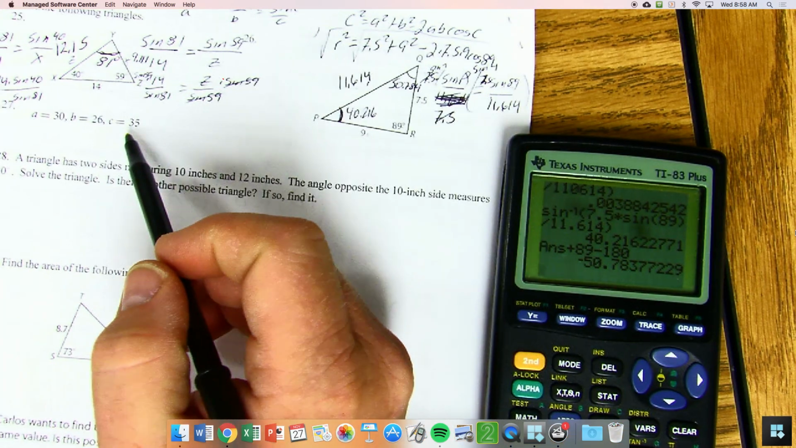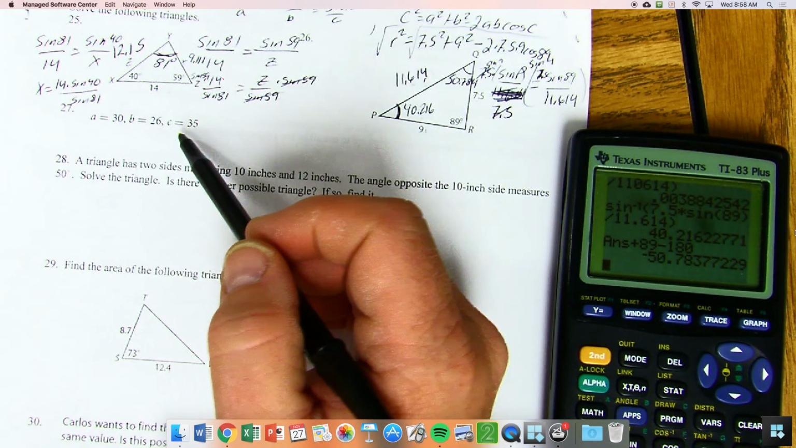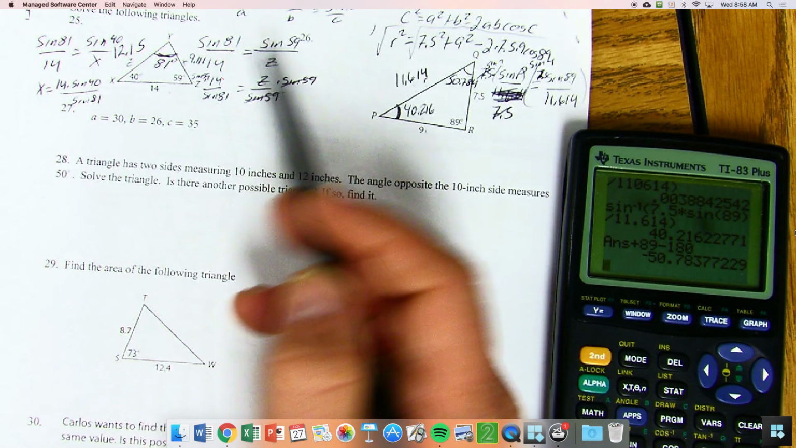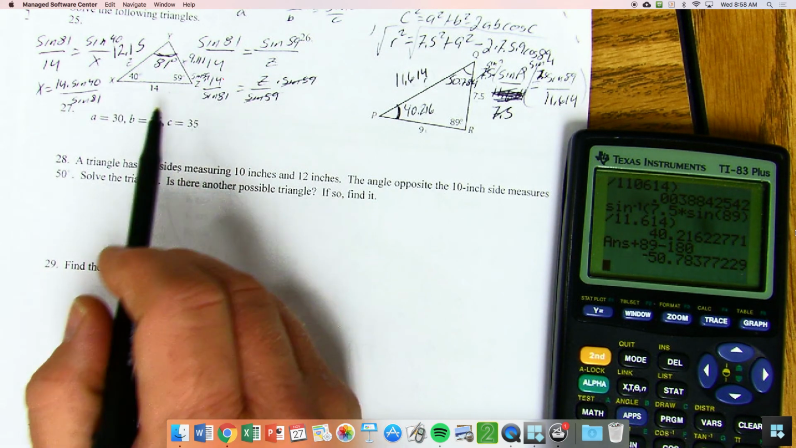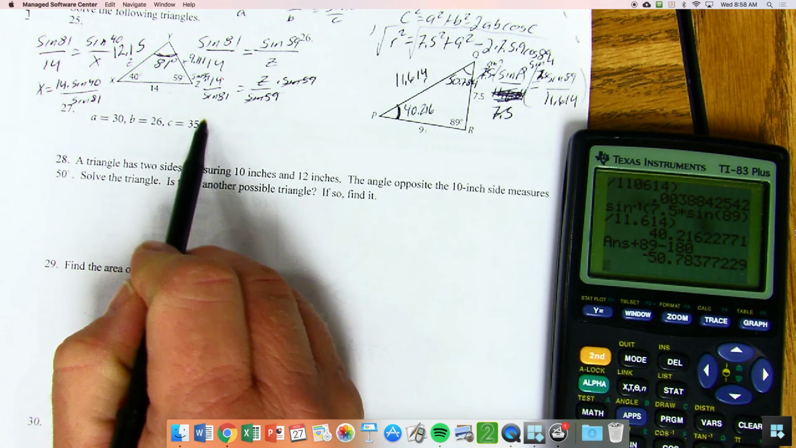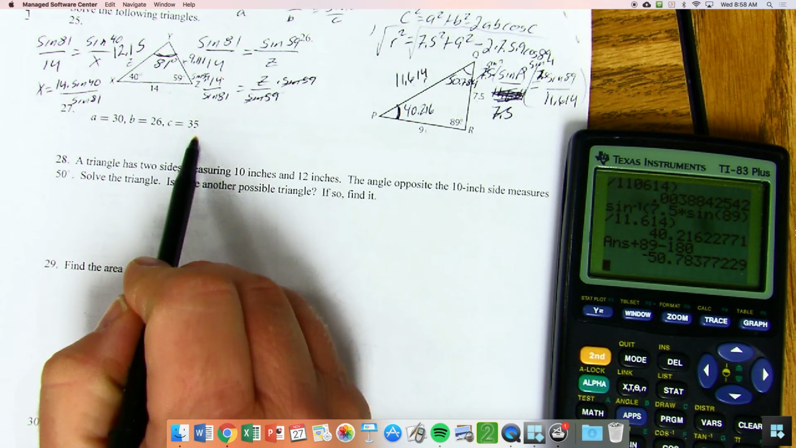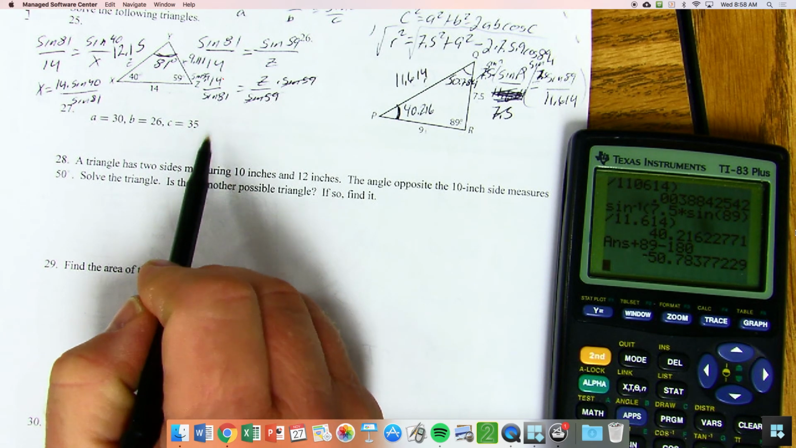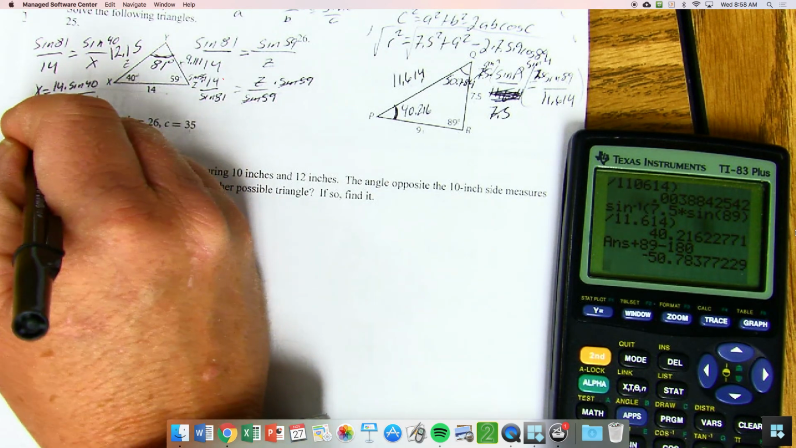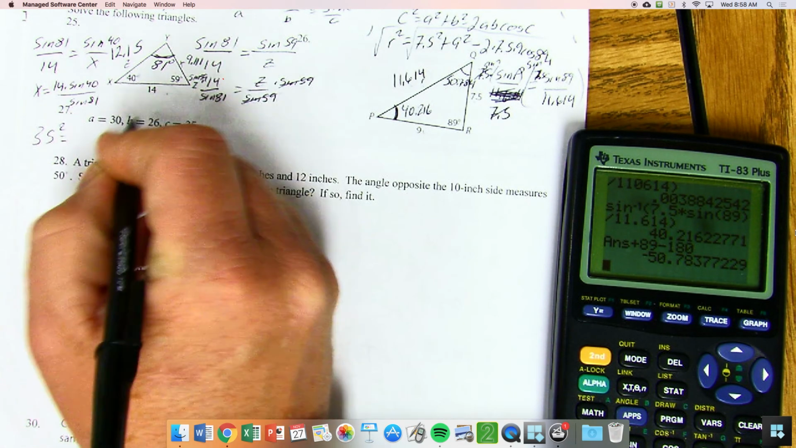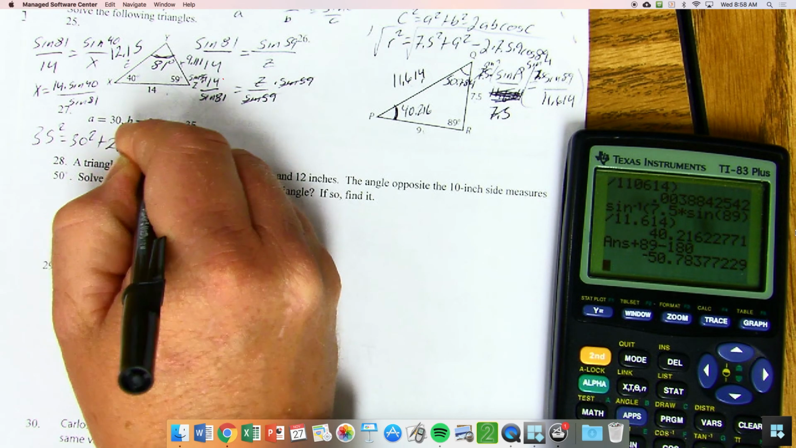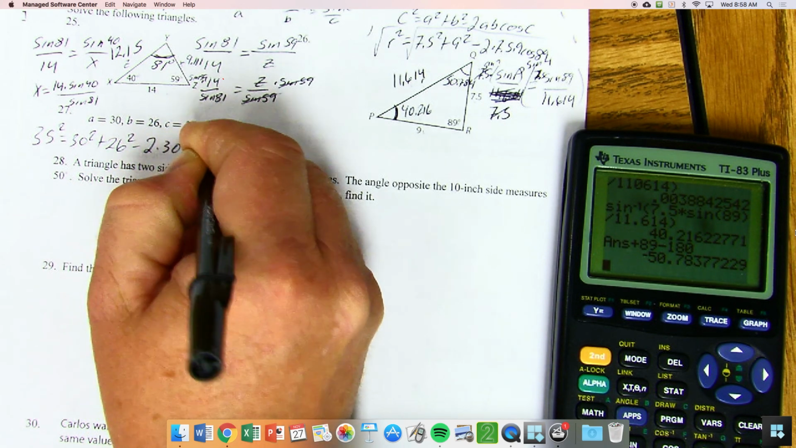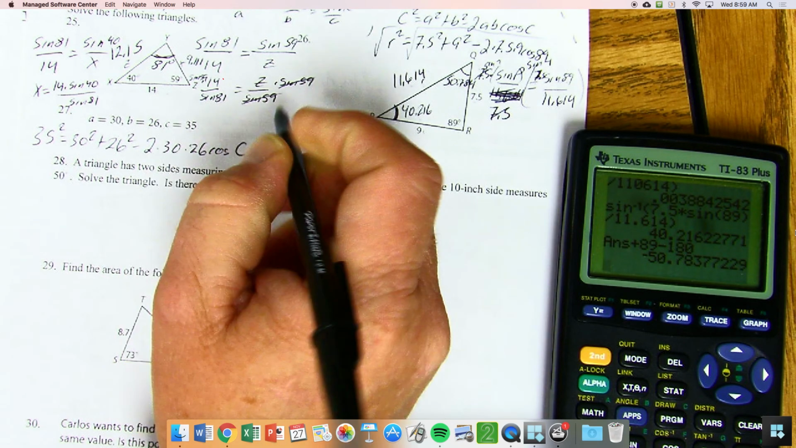Okay, look at 27. Sorry I didn't give you guys much room on this review. I can tell now. I have three sides. If I have three sides, I have to use a lot of cosines. So I would tell you to find the biggest angle first, which the biggest side is C, which means we're going to find angle C. So use the cosine of C, which means we're going to take 35 squared equals 30 squared plus 26 squared minus 2 times 30 times 26 times the cosine of C.